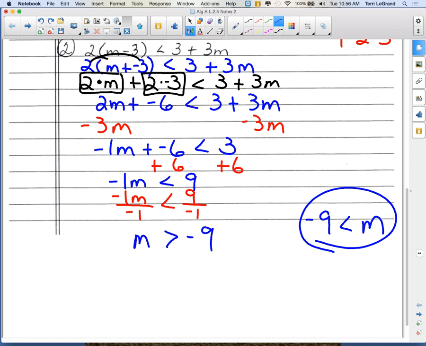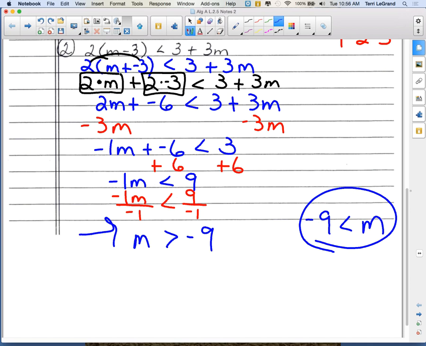You're going to make me do it? Is this what happened? There's only 2 people who solved it this way. This one. The rest of you subtracted 2m from both sides. Should this have been what happened? And then you had to... Oh, you solved it that way? Oh, you just didn't raise your hand?